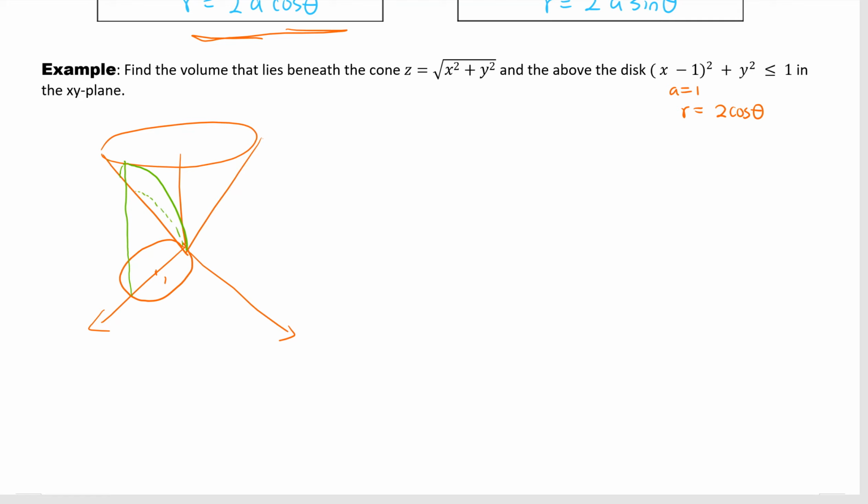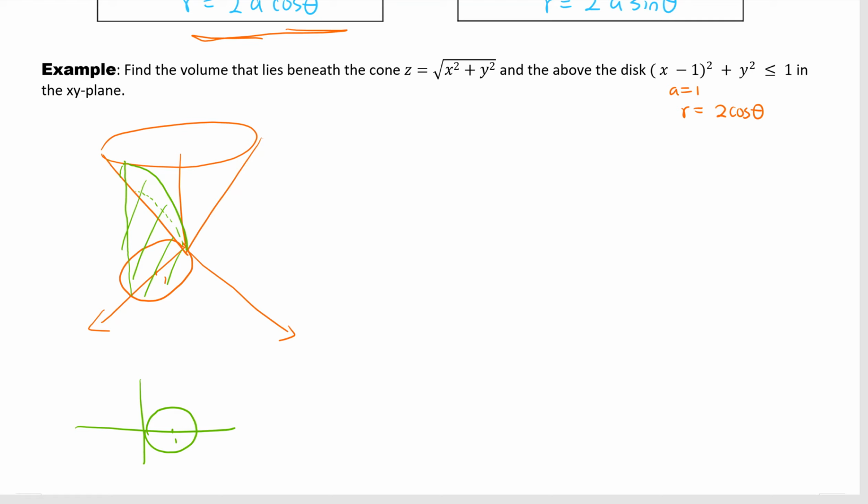So this is a solid. Okay, we want to find the solid that lies beneath the cone and above the disk. Okay, so here on the xy plane we have this one, and let's try to use the polar coordinates.